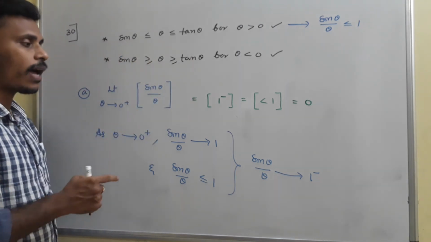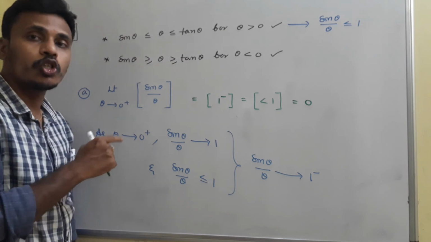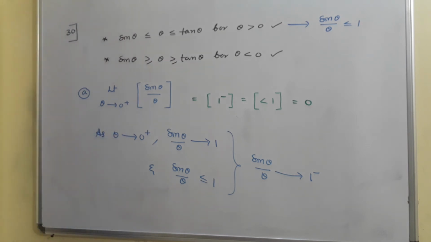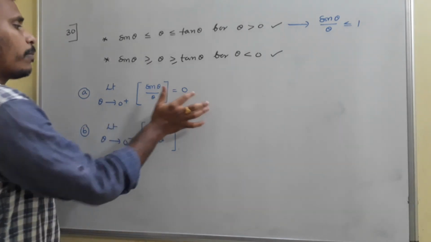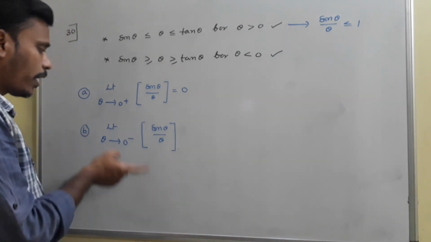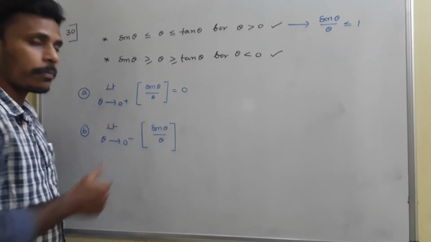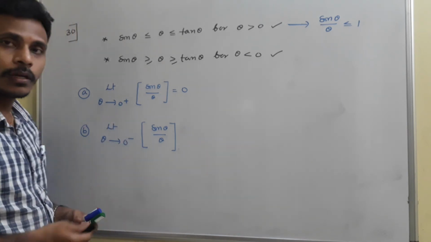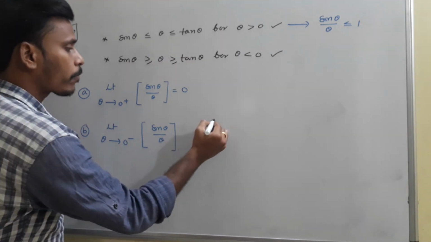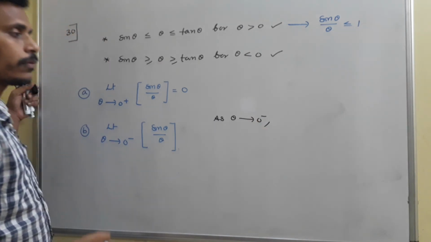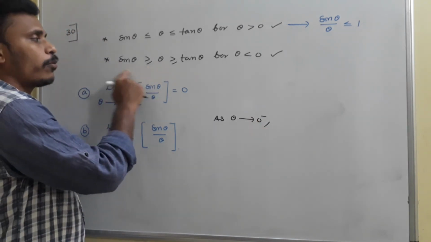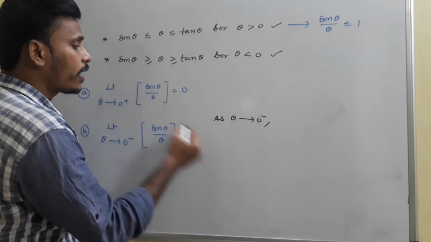Okay. In the same way, I will discuss limit theta tends to 0 minus. First of all, just have a look. Limit theta tends to 0 plus step of sin theta by theta is 0. Okay, that is clear. Limit theta tends to 0 minus step of sin theta by theta value is how much? So you just think about it. As theta tends to 0 minus, theta is negative. So theta negative in the sense we need to think about the second statement.